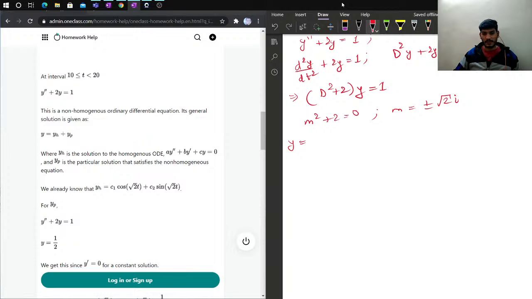So y will be equal to c1 sine root 2x plus c2 cosine of root 2x, and I have the habit of writing x, but this will be t. So keep in mind that this will always be t, because we generally have the habit of writing the differential equations in terms of x and y.